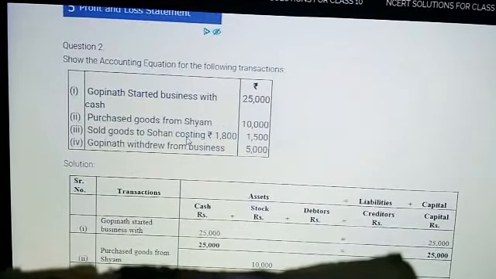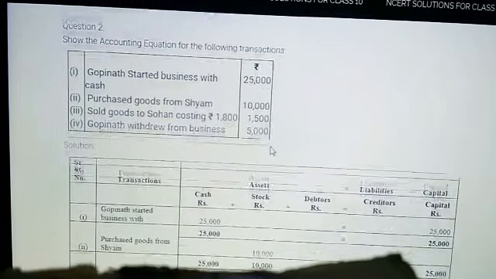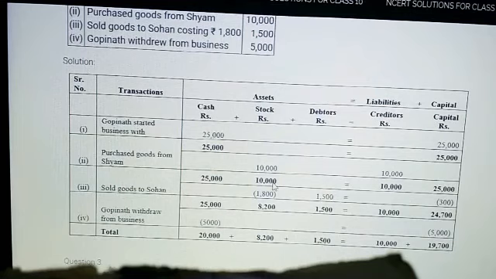Now the last one: Gopinath withdrew 5,000 from the business. So the cash is going to reduce by 5,000 and your capital is also going to reduce by 5,000. So the balance amount is 25,000 minus 5,000 becomes 20,000, plus 8,200, plus 1,500, is equal to 10,000 plus 24,700 minus 5,000, which becomes 19,700.